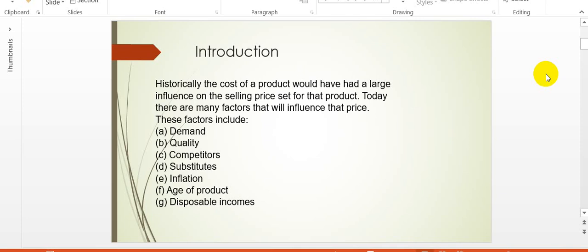However, over time, many other factors have come into play which now influence the setting of the selling price. Some of these factors include the demand. The higher the demand for a product is, the higher the selling price will be. The lower the demand, the lower the selling price will be. Other factors also now include quality of a product. You find that if a product is of high quality, it will fetch more. If a product is of low quality, it will fetch less.